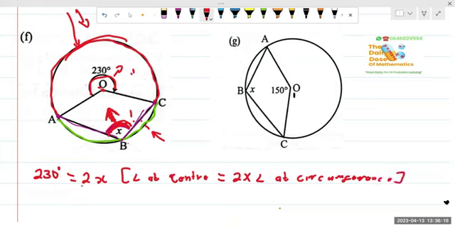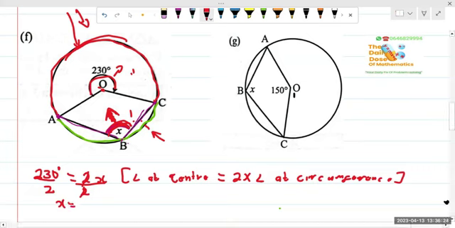Okay, now I want to get x. How would I get x? Divide by 2. If I divide by 2 both sides, my x is going to be equal to 115. So it's 115. If you do something like this, they will give you 1 mark for statement and reason, and 1 mark for the answer. Okay, now what else do you want to know?